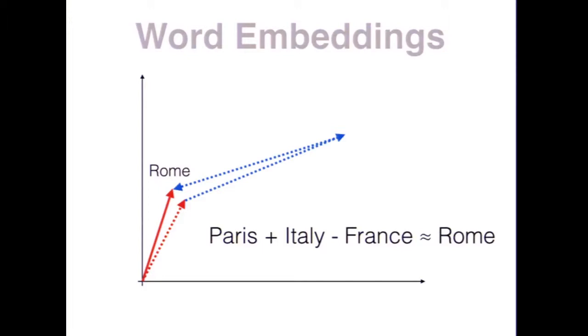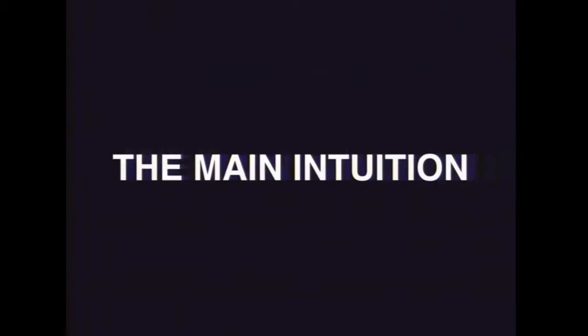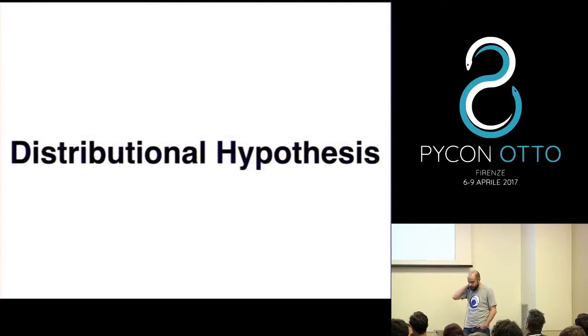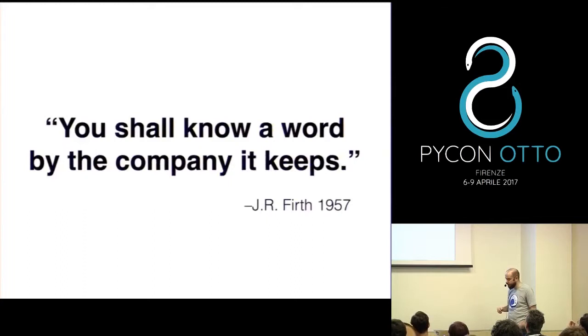We don't have vectors yet. We have language, so we want to end up with vectors. So what's the main linguistic intuition behind them? The main linguistic intuition is called the distributional hypothesis. And this is nothing new. It's something that comes from the 50s, essentially. And in every word embeddings talk, you see this quote being referenced by this British professor of linguistics from 1957: You shall know a word by the company it keeps.